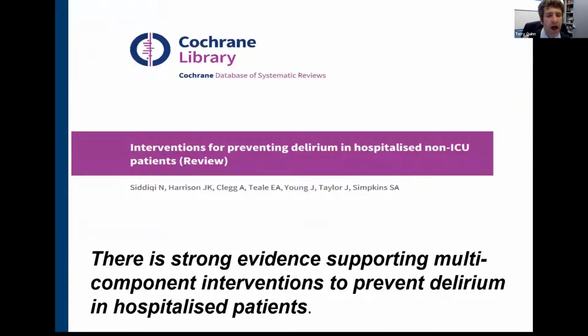So a few years ago, we reviewed these multi-component interventions. In fact, we reviewed any non-drug intervention for preventing delirium, and this was that review. You can see Jenny was one of the authors on this. And unlike a lot of Cochrane dementia reviews, we were actually able to make some recommendations, because we were able to say that there was very strong evidence that multi-component interventions could prevent delirium in hospitalised patients.